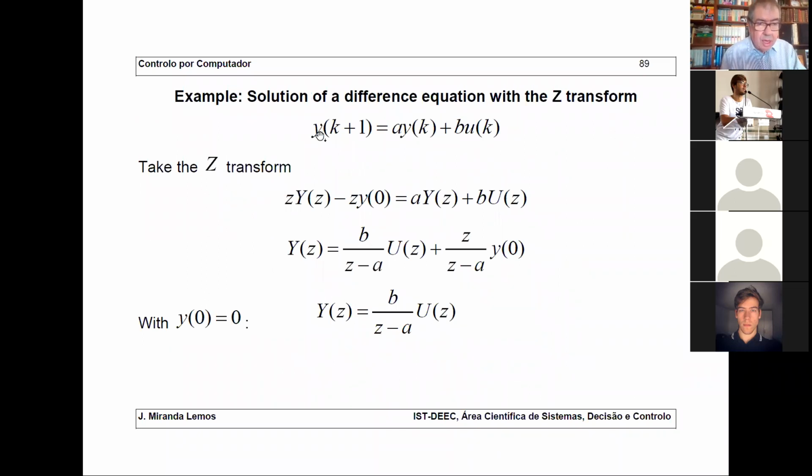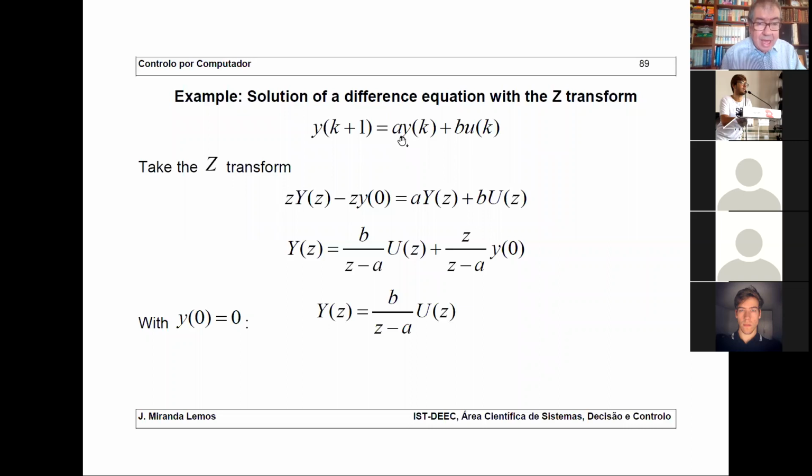So we have our difference equation, and we apply the z-transform, with zero initial condition. If you apply the z-transform to y of k plus 1, you get z y of z, and then the correction term for the initial condition. I was saying that this was 0, so you could not have written it.